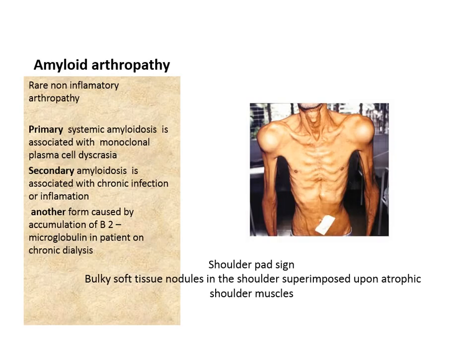Another subject is amyloid arthropathy. It is a rare, non-inflammatory arthropathy. There are two types: primary systemic amyloid, which is associated with monoclonal plasma cell dyscrasia, and secondary amyloidosis, which is associated with chronic infection or inflammation. The characteristic clinical sign is called the shoulder pad sign, which is bulky soft tissue nodules in the shoulder superimposed upon atrophic muscles. Another very important entity of amyloid is caused by accumulation of beta-2 microglobulin in patients on chronic dialysis.